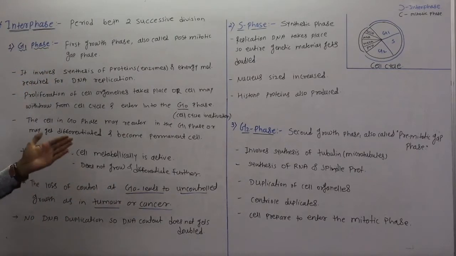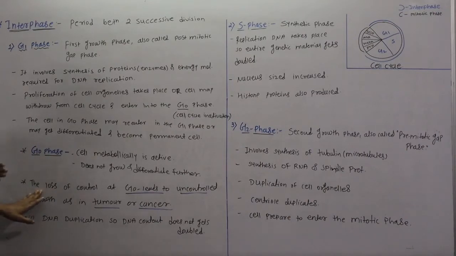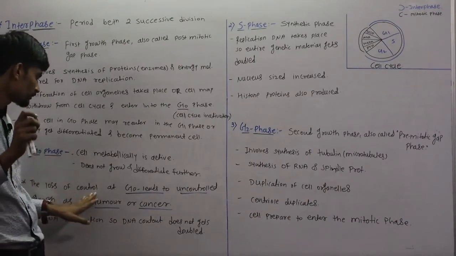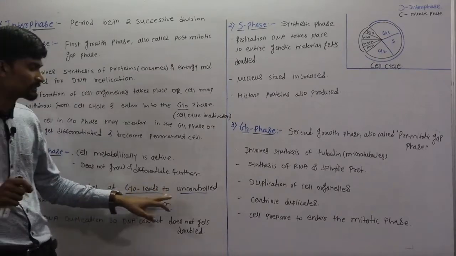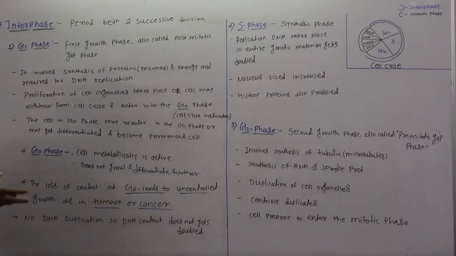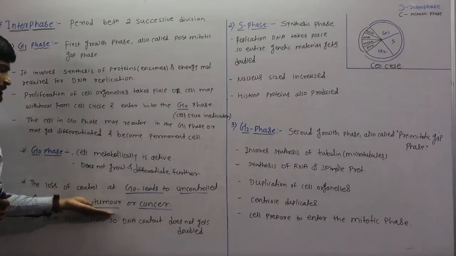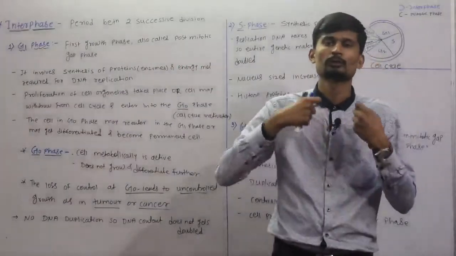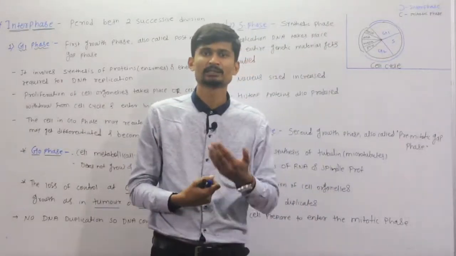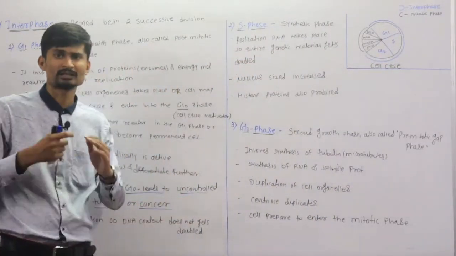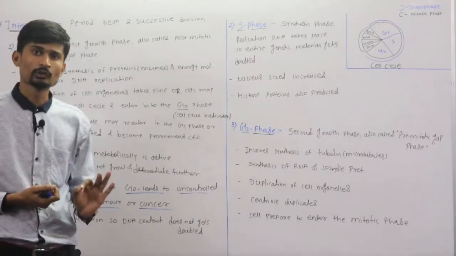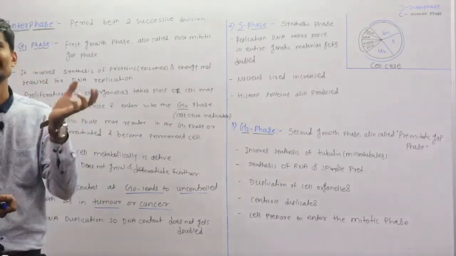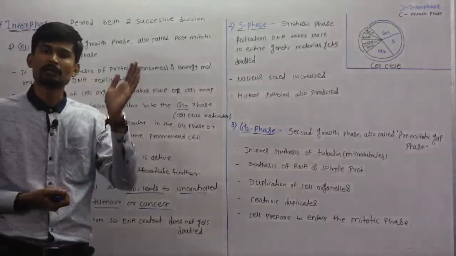When the cell enters into the G0 phase, it is a temporary phase, okay, or it is also called a rest phase. So when the cell enters into the G0 phase, and if there is a loss of control at the G0, it leads to uncontrolled division, uncontrolled growth, as in tumor or cancer. So you know that in cancer basically there is uncontrolled growth of the cells. There are different types of cancer. You know that blood cancer means uncontrolled growth of the WBC. So it means that there is no control on the cell division process. That is why there is uncontrolled division.